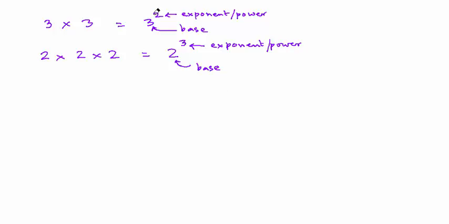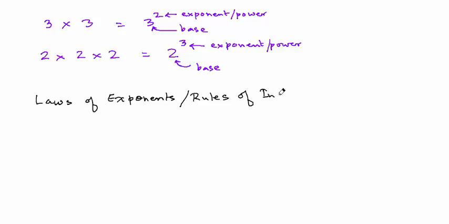And when the power is 2, we call it a square. When the power is 3, we call it a cube. These are 2 special names you want to remember. You could also say raised to the second power, raised to the third power, raised to the fourth power, and so on. There are a few laws of exponents you want to know about. The laws of exponents, also called the rules of indices.